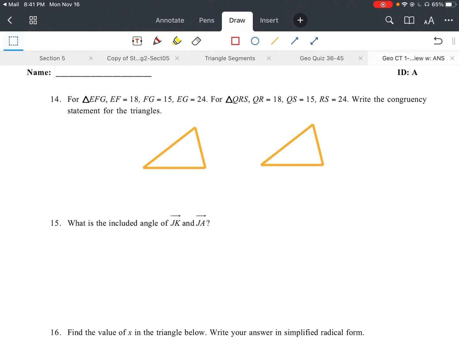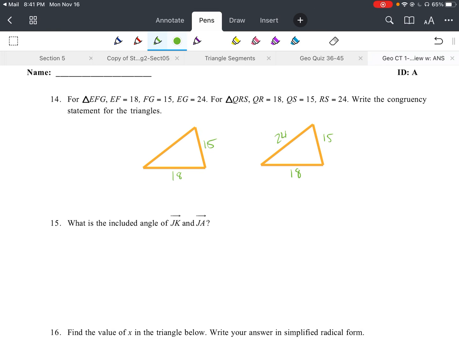All right, so let's see if we can associate which ones go with which. So EF is 18. Let's make this side 18 and this side 18. QS is 15. FG, let's make this 15 and 15. And RS is 24, and this one is 24. So it's almost like a little puzzle. So EF and EG both have the E in them, so this has to be the E right here. And so this is EF. And let's do the same thing on the other one. This is C.